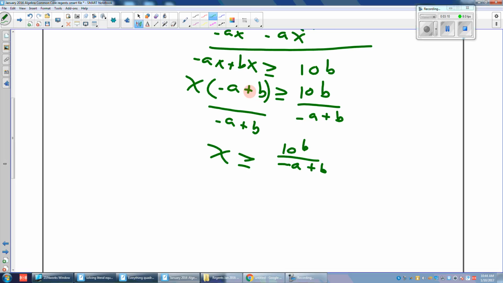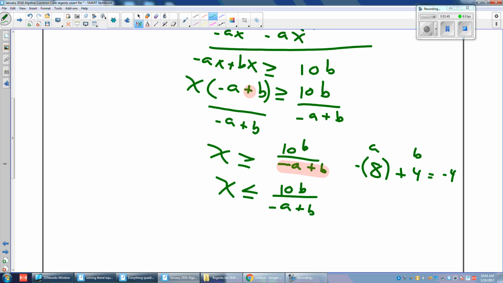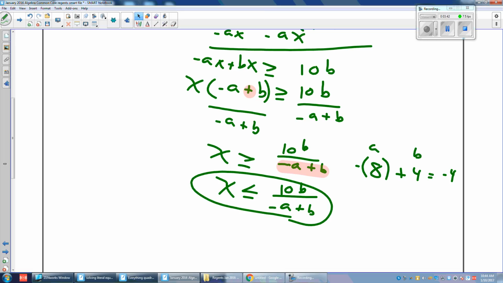So if we have a number like 8 is a, and so now it's negative 8, plus b has to be smaller, so why don't we make that 4? And that is a negative number. It's negative 4. So what we're doing here is we're dividing by a negative number. When you divide by a negative number, you have to change the direction of the inequality. So now x is less than or equal to 10b over negative a plus b. That is our final answer. So we went back, we read the question, made sure everything checked, and there we go.